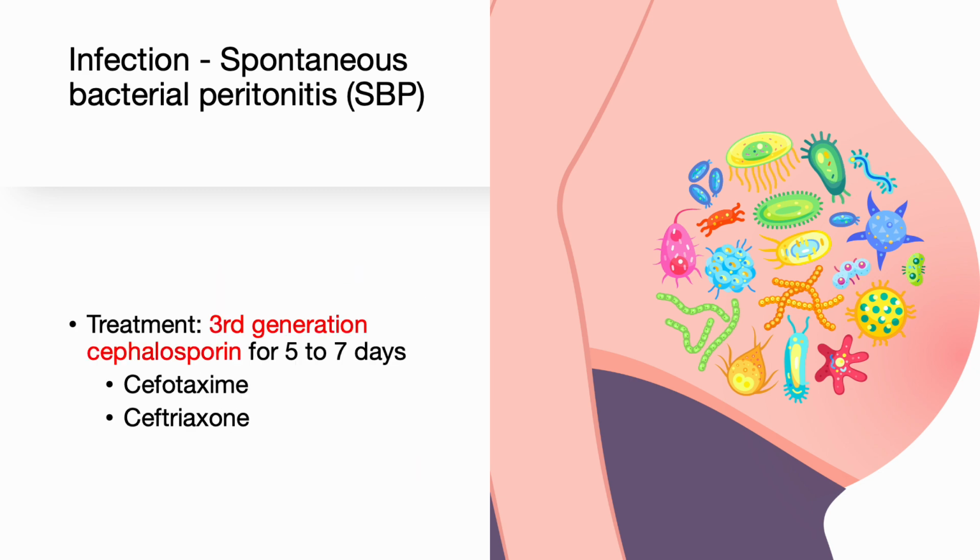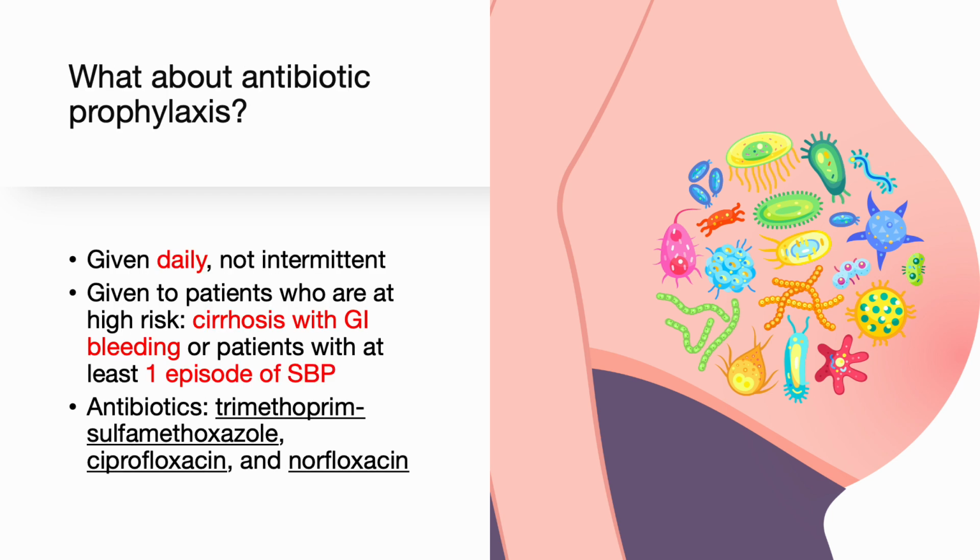Once diagnosed, it should be treated with third-generation cephalosporins for 5 to 7 days, such as cefotaxime and ceftriaxone. What about antibiotic prophylaxis against SBP?